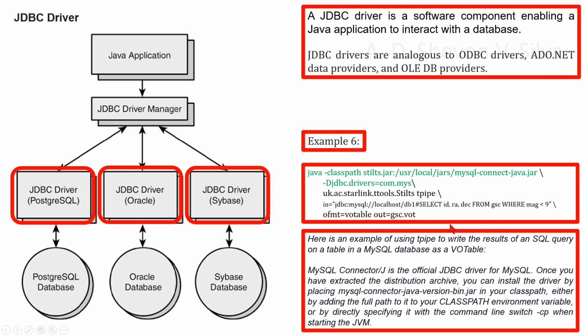As the example 6, we can consider this one. Here is an example of using tpipe to write the results of an SQL query on a table in MySQL database. The MySQL Connector/J is the official JDBC driver for MySQL. Once you have extracted the distribution archive, you can install the driver by placing mysql-connector-java-version-bin.jar in your class path, either by adding the full path to your class path environment variable, or by directly specifying it with the command line switch -cp when starting the JVM.